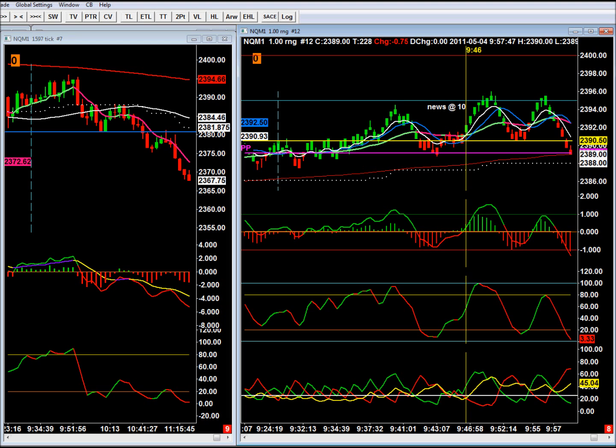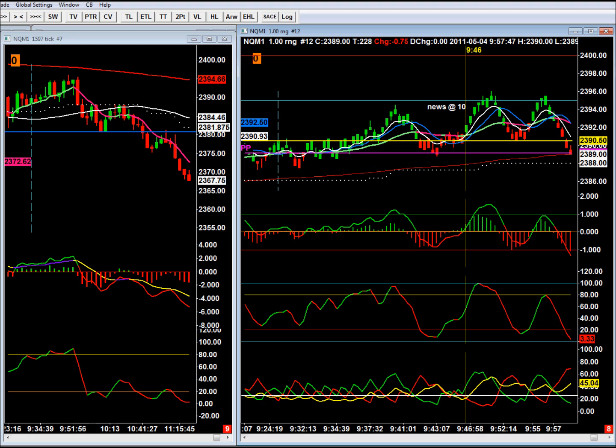So off the open, nothing to really do here because we're right into an area of resistance, which is the close of the previous day. So I would be looking for something above that area here for a buy, and if everything got in line for a short, I would be looking for something below the pivot point here. So at 9:46 you get a setup for a buy.